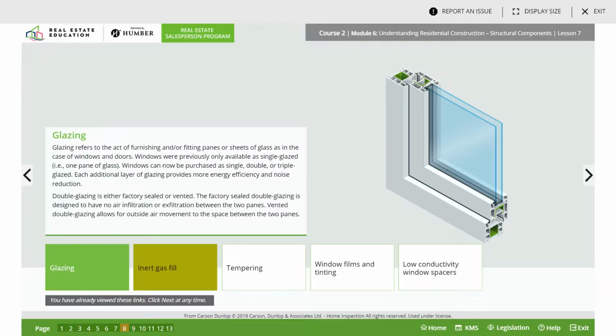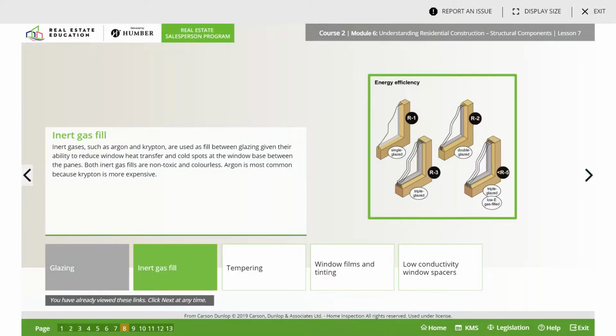So some of the modifications that you can do to your windows. You can glaze. Glazing refers to the act of furnishing and or fitting panes or sheets of glass, as in the case of windows and doors. Windows were previously only available as single glazed, and windows can now be purchased as single, double, or triple glazed. Each additional layer of glazing provides more efficiency and noise reduction.